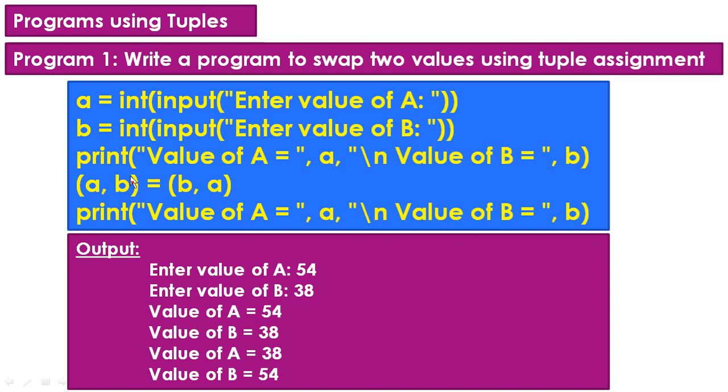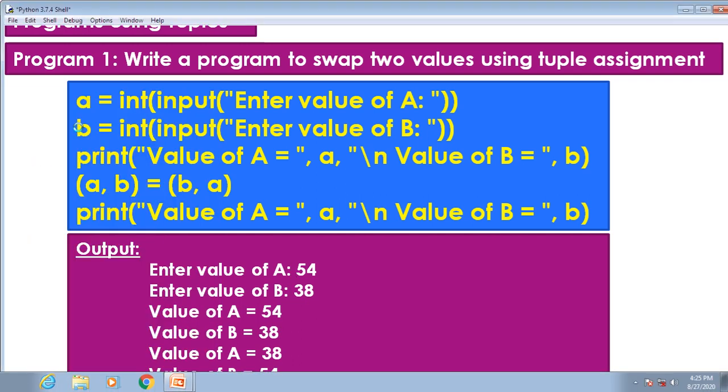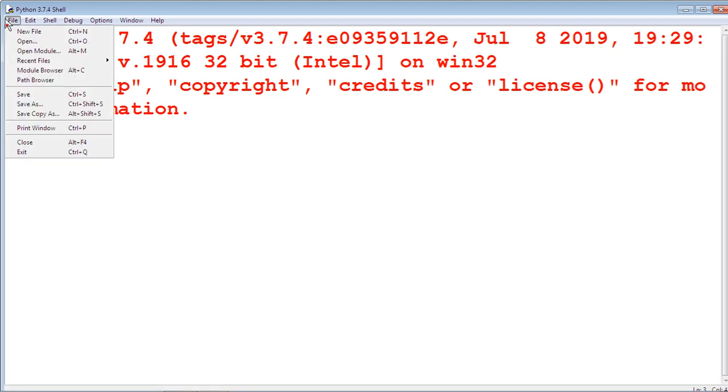That is, by using this tuple assignment statement, we can change the values of the variables. So we get the result a equal to 38 and b equal to 54. So the values of a and b are swapped, that means changed. We are going to see this swapping example by using the IDLE window.